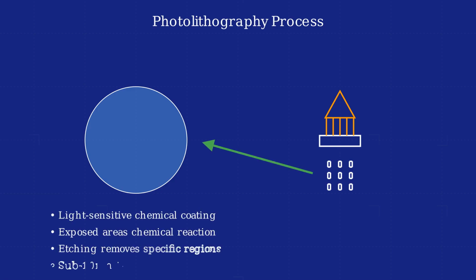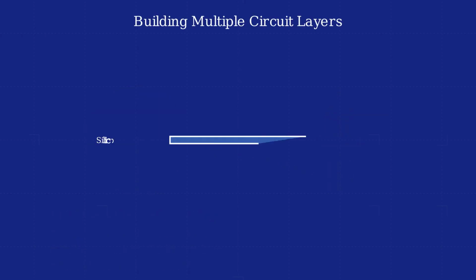The surface must be perfectly flat and free of any imperfections. Photolithography uses light to transfer circuit patterns onto the wafer. A light source projects through a mask containing the circuit design. This process uses a light-sensitive chemical coating on the wafer. The light causes a chemical reaction, allowing specific areas to be etched away, creating circuit features as small as 5 nanometers.